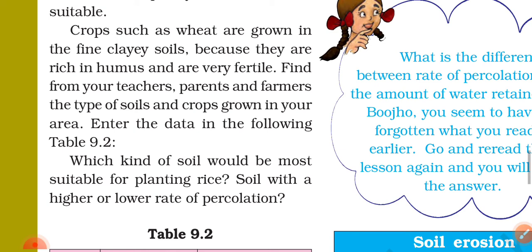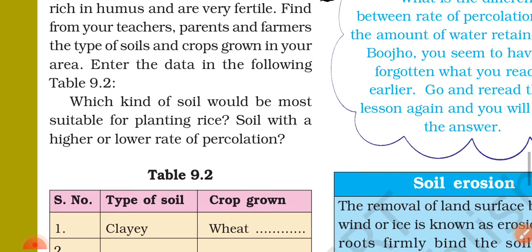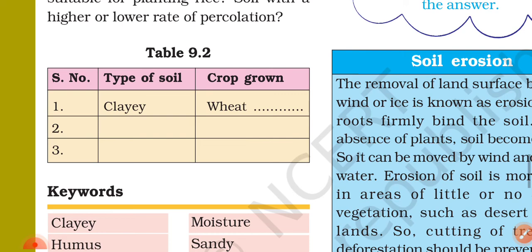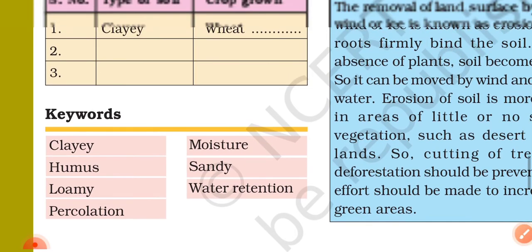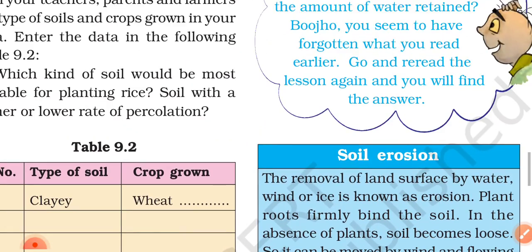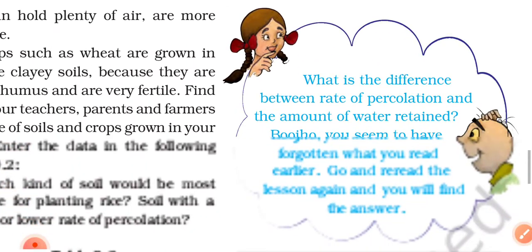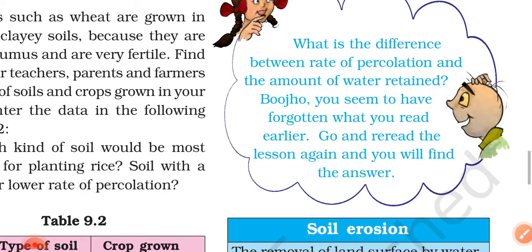Enter the data in the following table 9.2. Which kind of soil would be most suitable for planting rice? Soil with a higher or lower rate of percolation? Table 9.2. What is the difference between the rate of percolation and the amount of water retained?